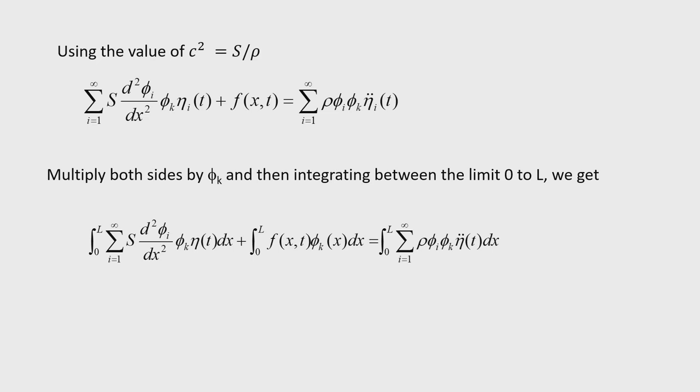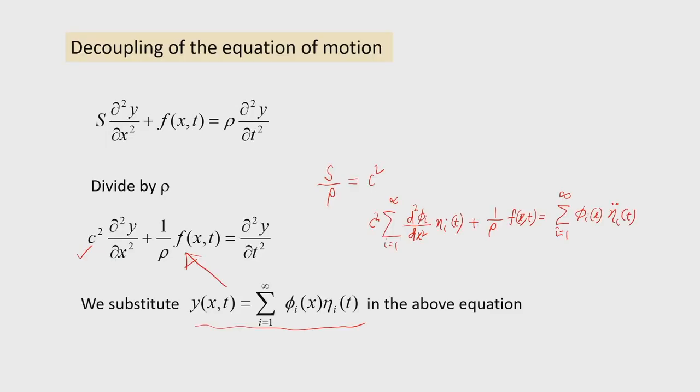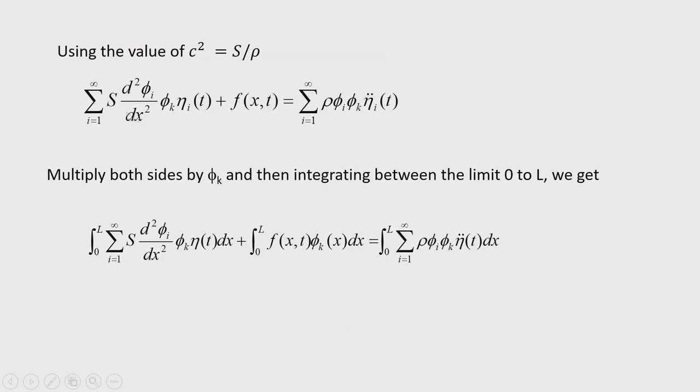Okay. So this equation is written here, and you can see that c square is equal to s by rho. Then we can simply get this equation with s d square phi by dx square eta i t. Actually this phi k index can be i also, any index. So f x t, summation, rho has gone on that side, so rho phi i eta double dot t.